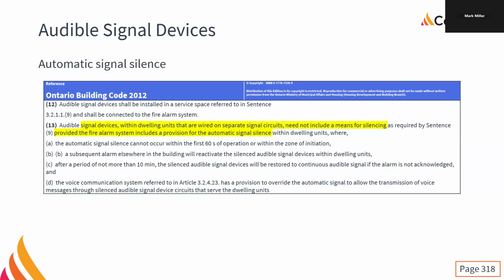Regardless of whether it's been silenced or not, if we're using voice communications, like speakers and microphones and all that stuff, if someone keys the microphone to make announcements to the entire building, it's going to go through. Even if the signaling devices in the units have automatically silenced, they'll turn back on.